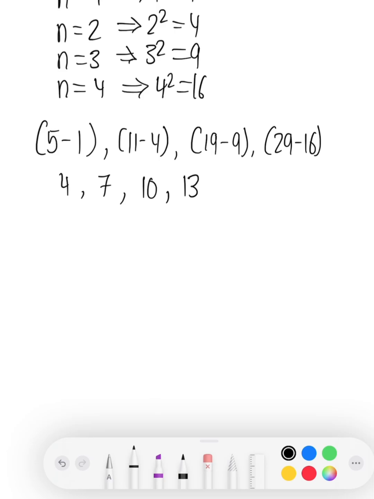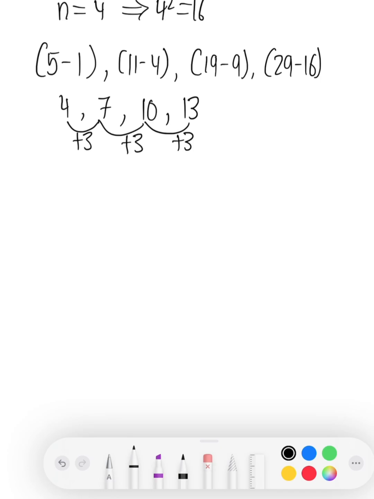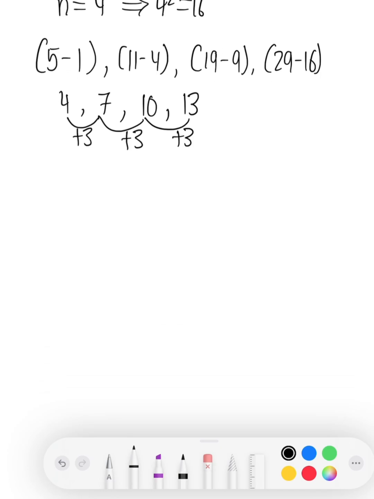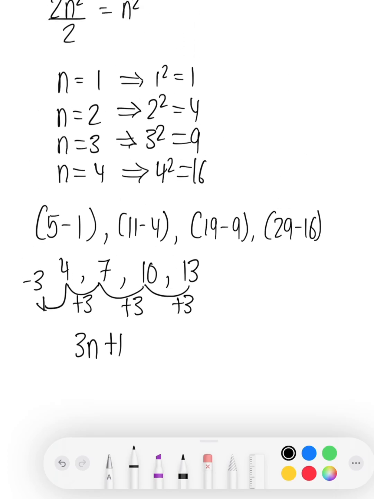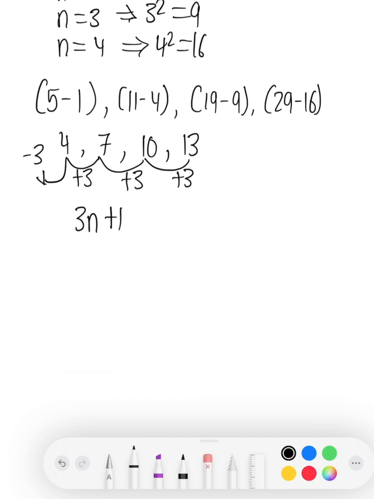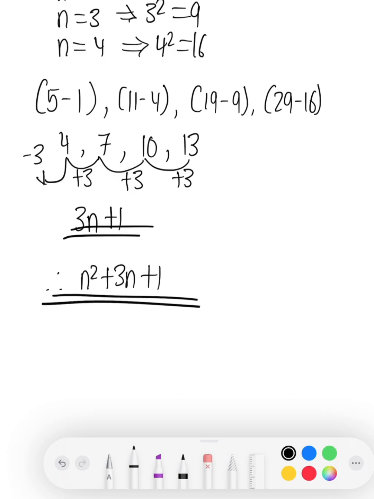Now this is where you'll realize that this is a linear nth term part of the whole sequence, so we get a common difference of plus 3 each time. So there we've got plus 3, plus 3, plus 3. All we need to do is treat this like a normal nth term sequence. So we've got 3n, and then if we move back one step, we get 4 minus 3, which is plus 1. Overall, that means we've got n squared plus 3n plus 1. So the final answer is n squared plus 3n plus 1, and that is 4 marks awarded for you.